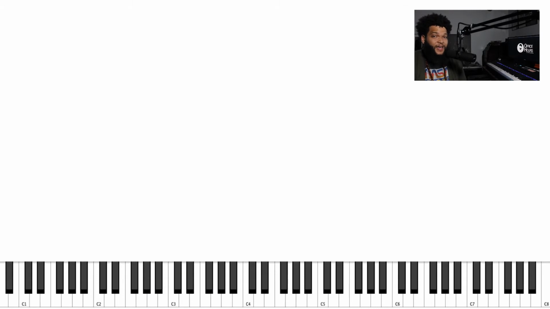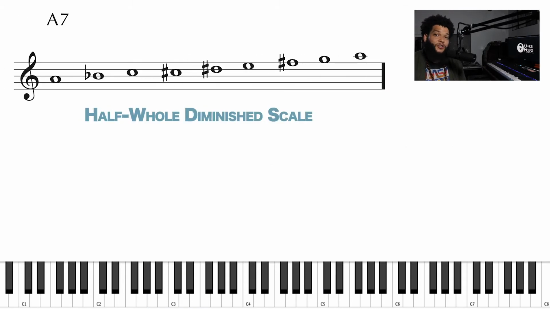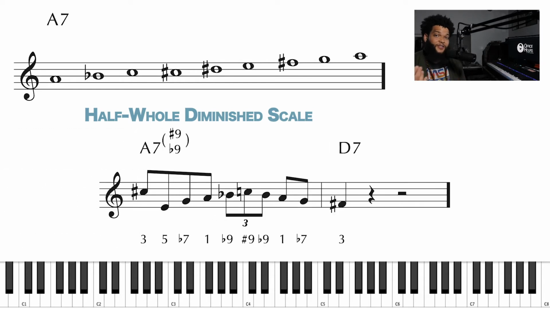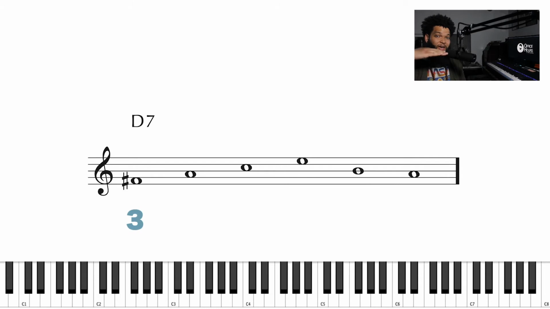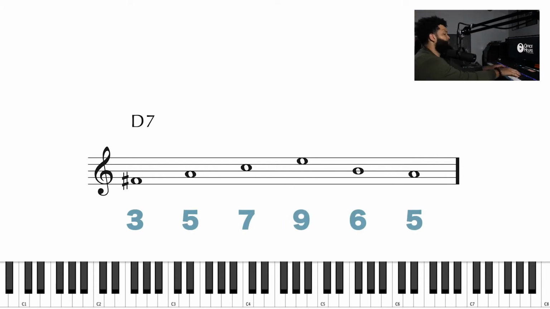Now that we're on that A7, we're going to start on the 3rd, and we're going to use our diminished scale to get us to D7, connecting from the 3rd of A7 to the 3rd of D7. Now that we landed on the 3rd of D7, we're simply going to play a pattern of 3, 5, 7, 9, 6, 5 over D7.